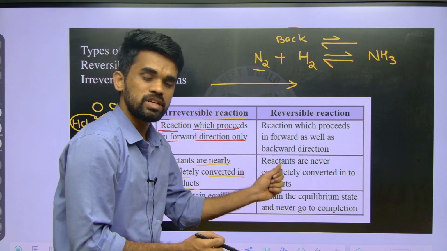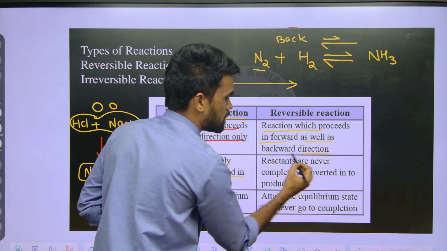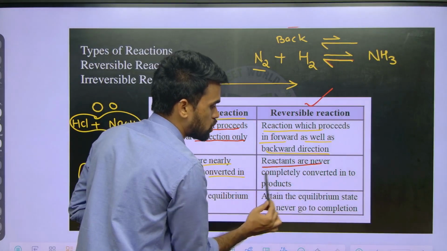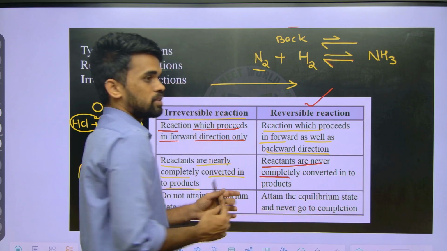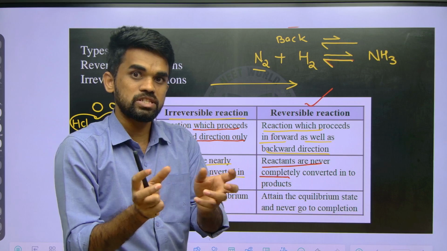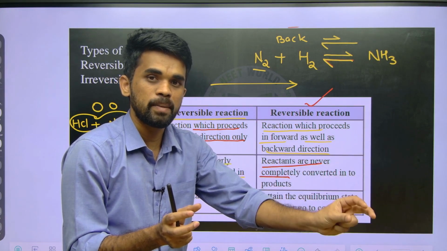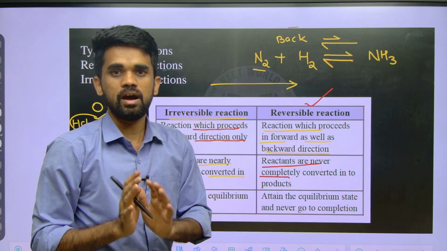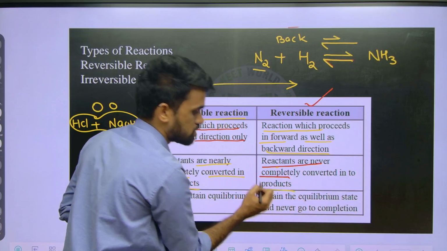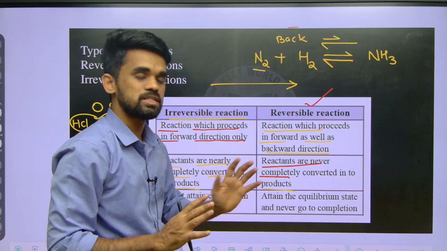But when it comes to reversible, see, the reaction which proceeds in the forward as well as the backward direction is considered a reversible reaction. Now the reactants are never completed. It means firstly the reaction takes place between the starting materials, they form some amount of product, and the formed product will recombine and come back to the original starting material. So reactants are never completely converted into products. It means we won't get a 100% reaction in a reversible reaction.